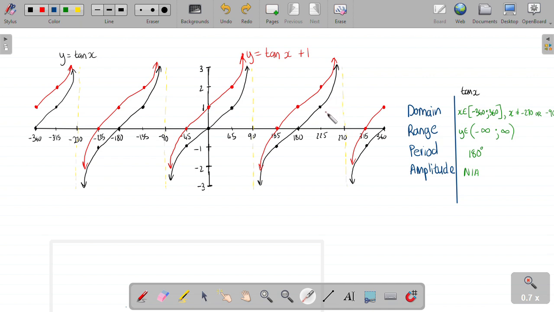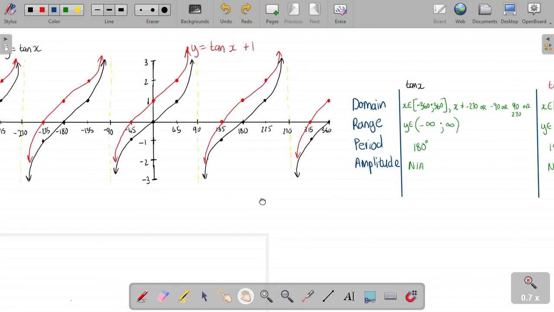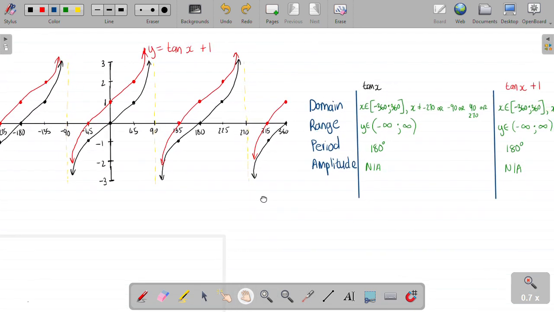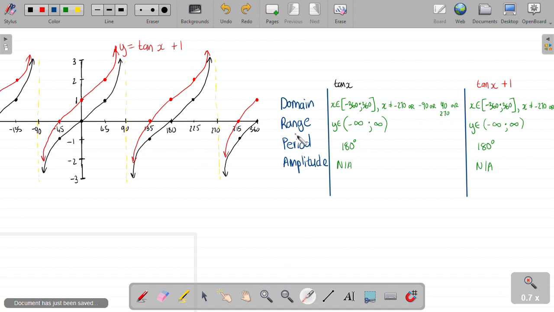But I do want to emphasize that you still have your asymptotes. So the graphs will still not touch at these specific asymptotes. Okay, and then what you'll end up seeing is that the answers for the domain, range, period, and amplitude are actually the exact same for the original as well as the shifted graph. Okay, I'm going to explain why.